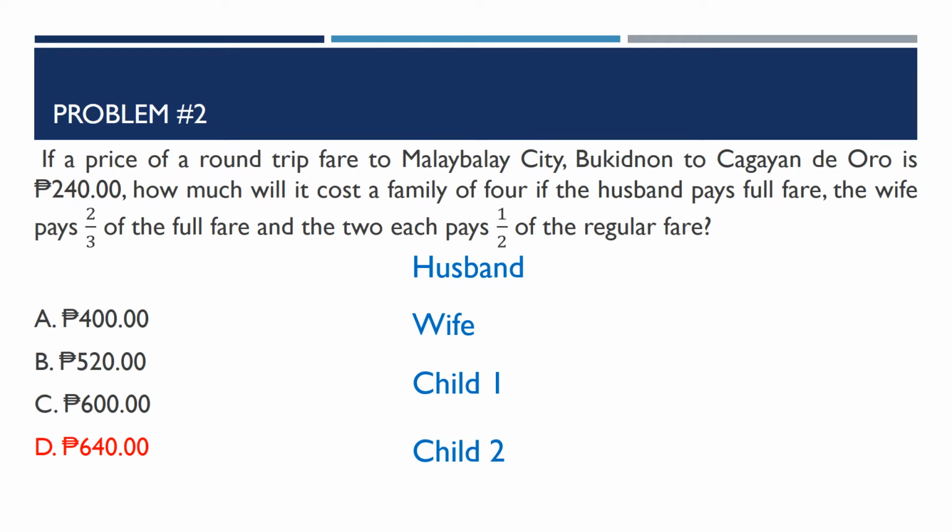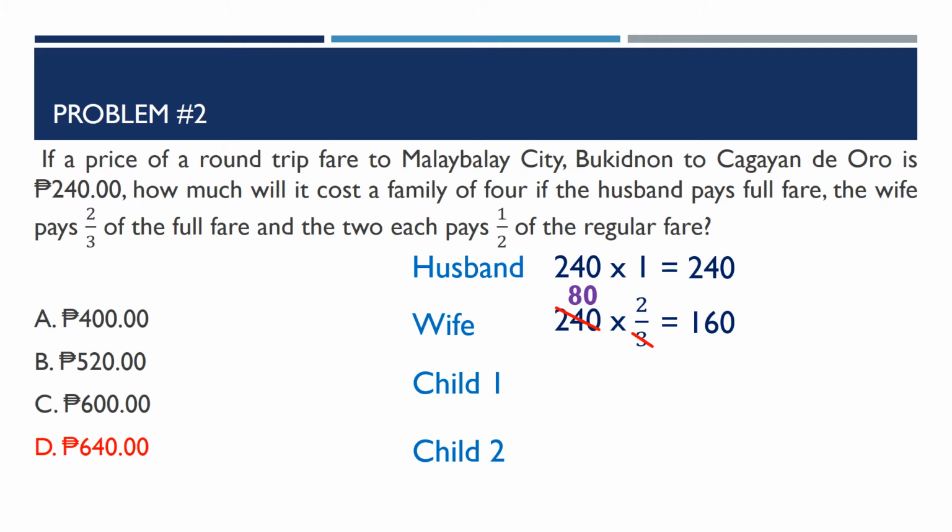For the husband, it says he pays full fare, and so it's 240 pesos times one whole fare, so it's 240 pesos. For the wife, it's 240 times 2/3 of the full fare. If we are going to multiply and divide by 3, we can reduce 240 divided by 3, that's 80, and then we multiply so that it's easier. So 80 times 2 is 160.